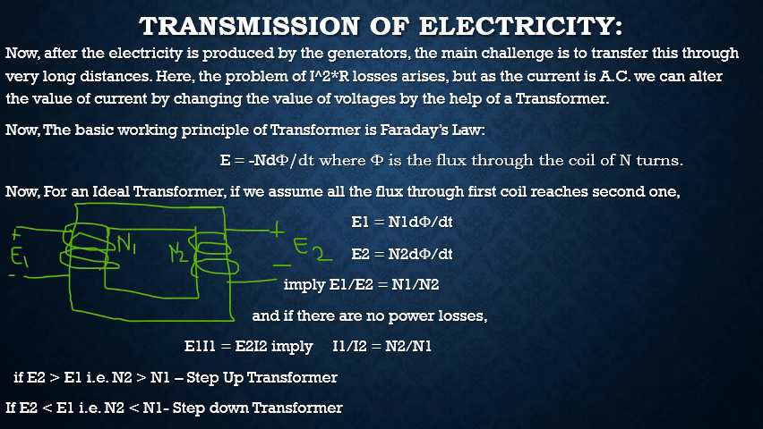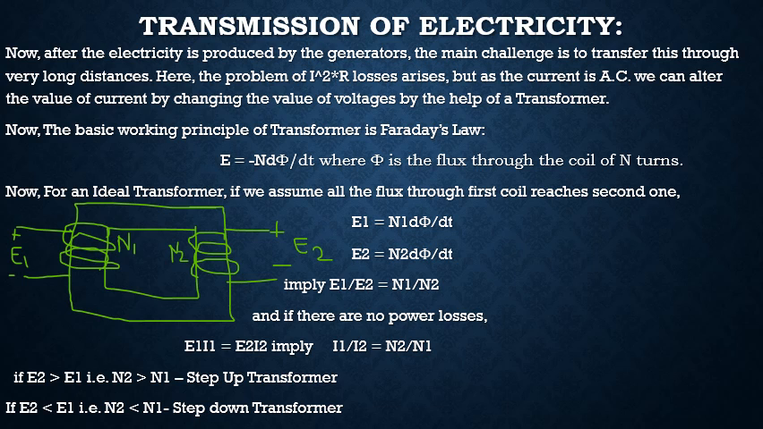Now a transformer is basically a magnetically coupled circuit in which two coils are wound together across a core. If we assume that there are no flux losses and no power losses, then the voltage induced in both the coils is proportional to the number of turns in the coil, and the current in them is inversely proportional to the number of turns. With the help of this, we can alter the value of the voltages by just changing the number of turns in the coils.